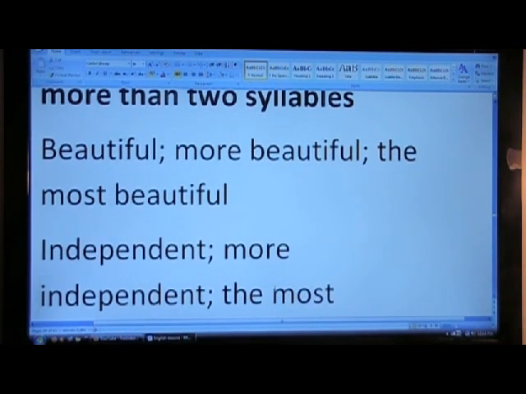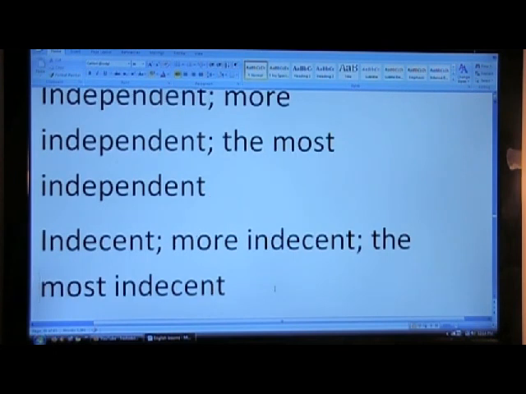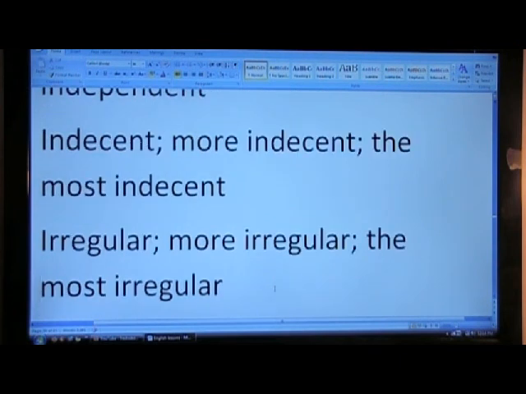Independent, more independent, the most independent. Indecent, more indecent, the most indecent. Irregular, more irregular, the most irregular.